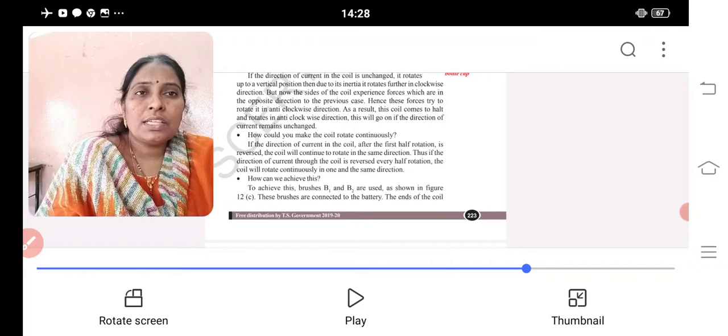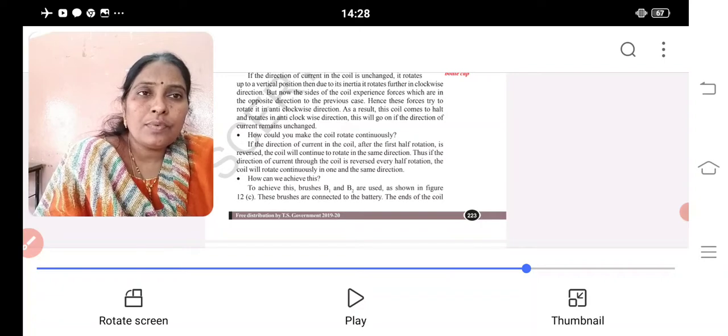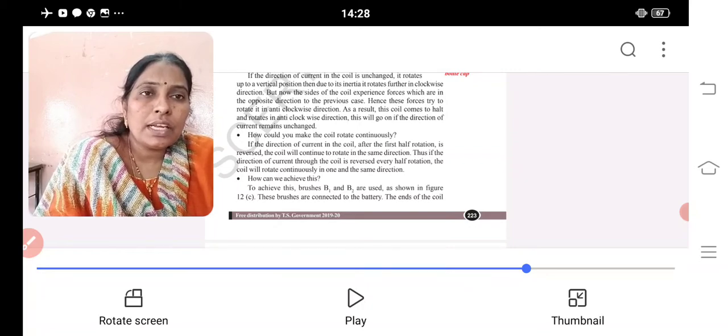After that, we discussed how the coil rotates, how the ring rotates. The direction of the current in the coil after the first half rotation is reversed. The coil will continue to rotate in the same direction. Thus, if the direction of the current through the coil is reversed every half rotation, the coil will rotate continuously in one and the same direction.